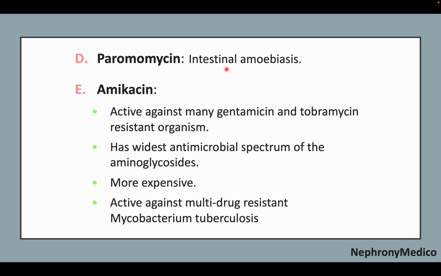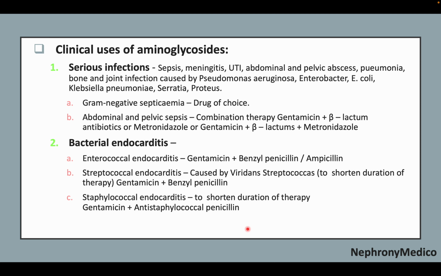Paromomycin is used in intestinal amoebiasis, and amikacin is active against gentamicin and tobramycin resistant organisms, and it is active against multi-drug resistant Mycobacterium tuberculosis.